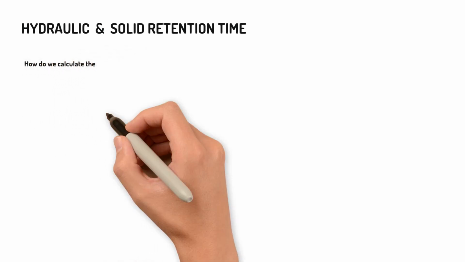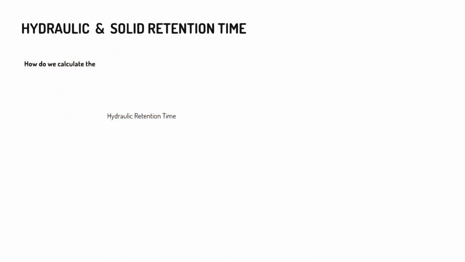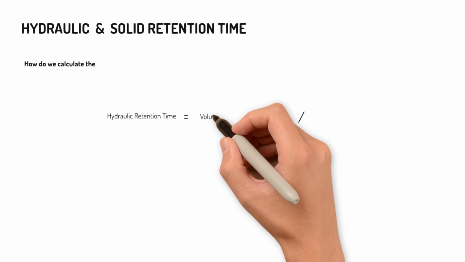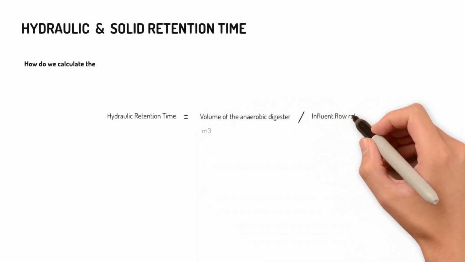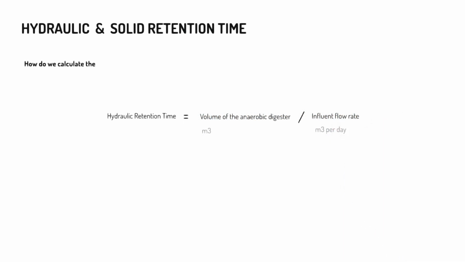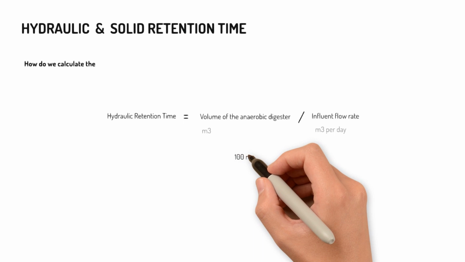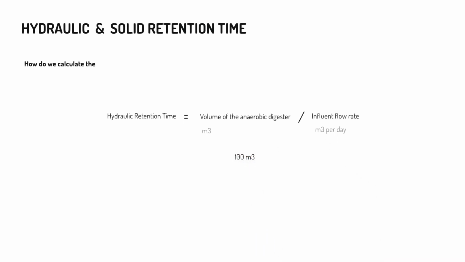How do we calculate the hydraulic retention time? It is calculated by dividing the volume of the anaerobic digester in cubic meters by the influent flow rate in cubic meters per day. For example, if the volume of the digester is 100 cubic meters and the influent flow rate is 10 cubic meters per day, the retention time is 10 days. Together with the organic loading rate, the retention time is a very important design and operational parameter.